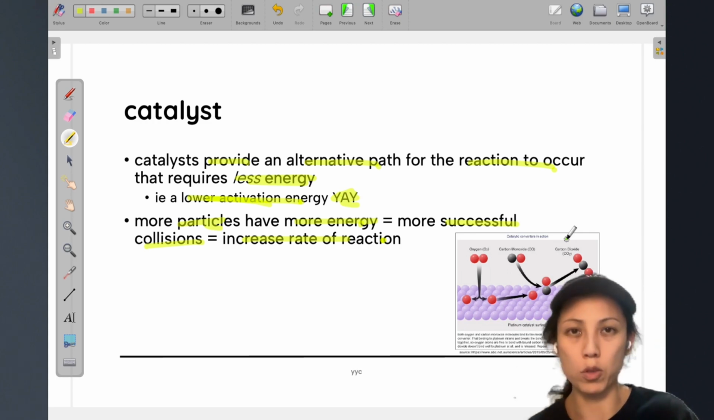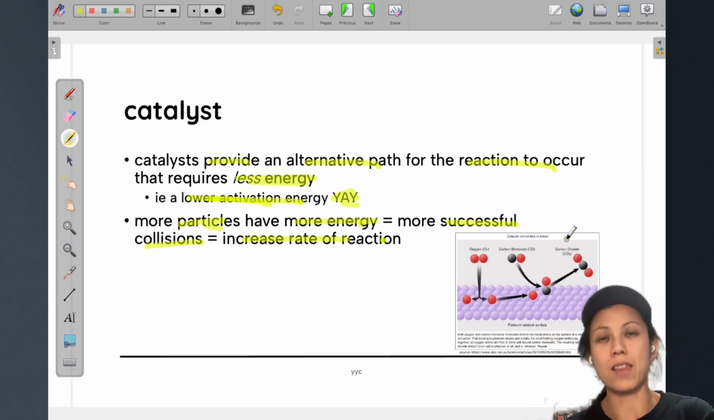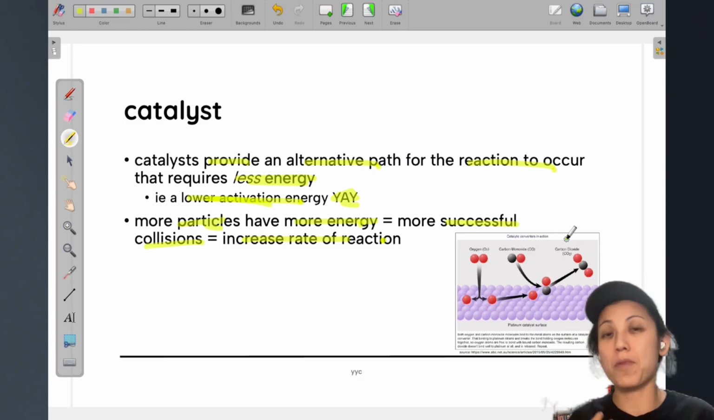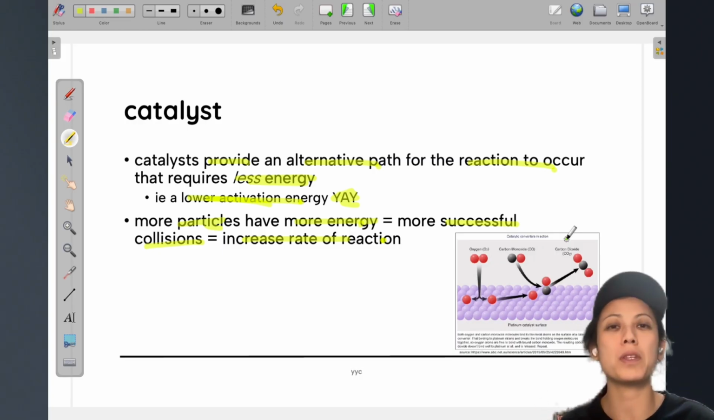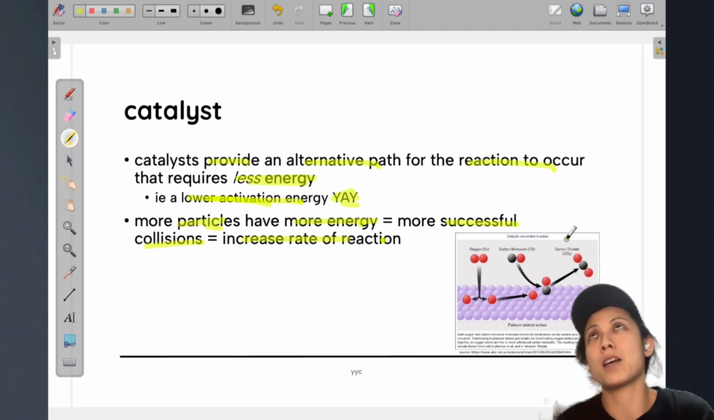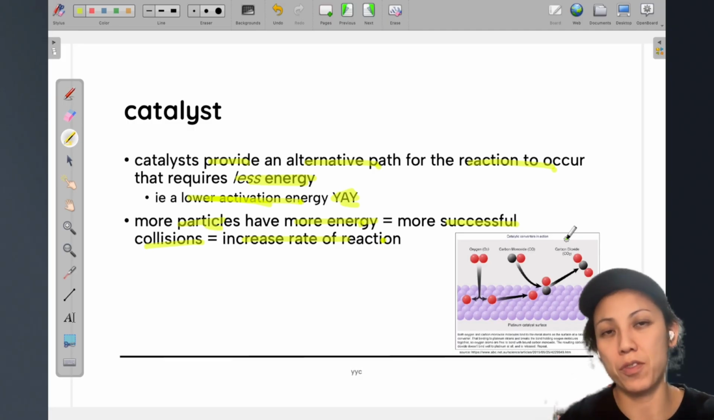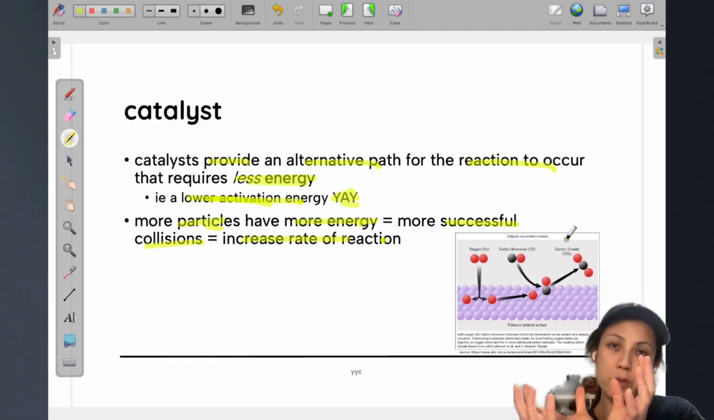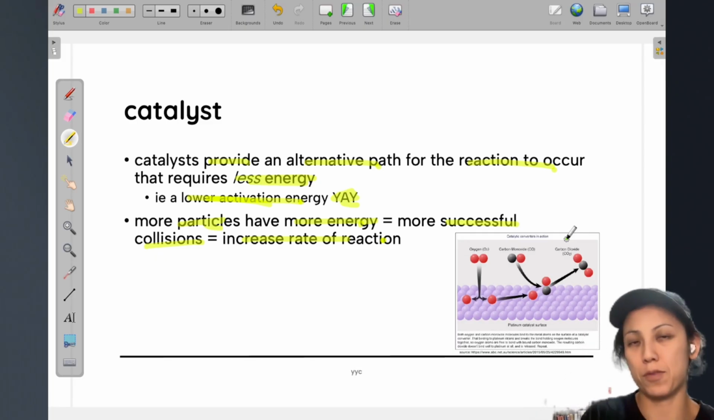So a catalyst is really cool. The thing with catalysts is they don't get involved in the reaction. They provide a surface for the reaction to occur, but they don't take part in the reaction. So like enzymes, they're not used up. They provide a space, like the active site of an enzyme, for the substrates to come together, make the complex, and then form a product.